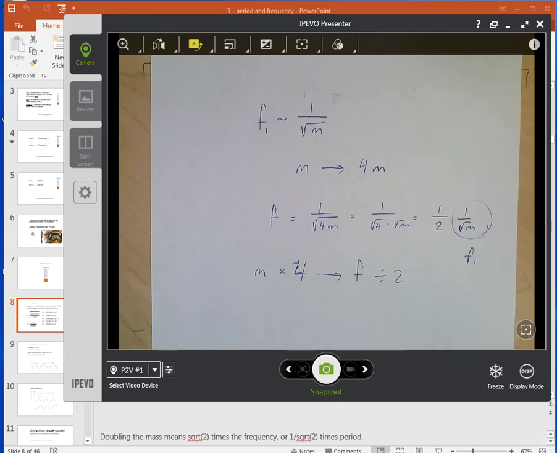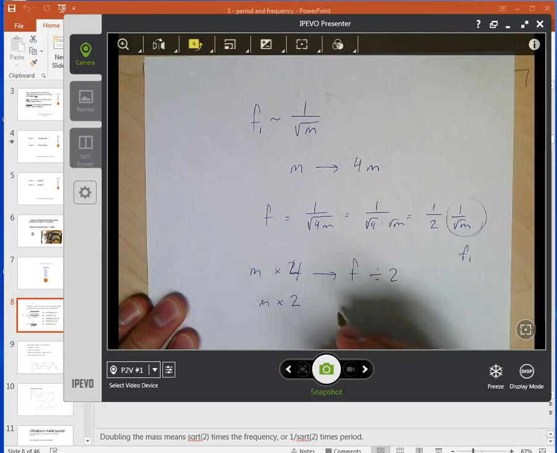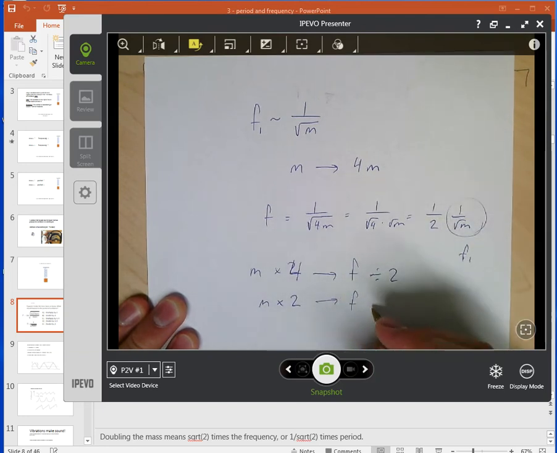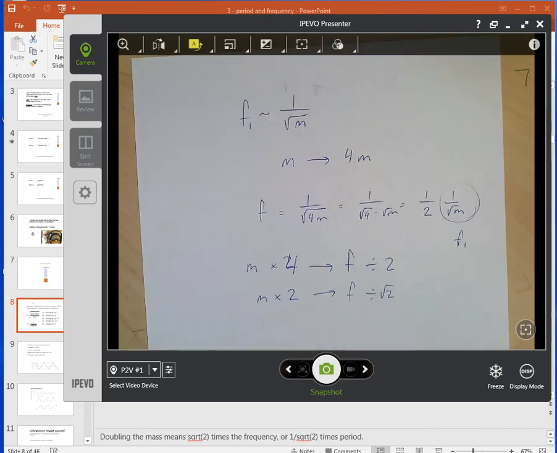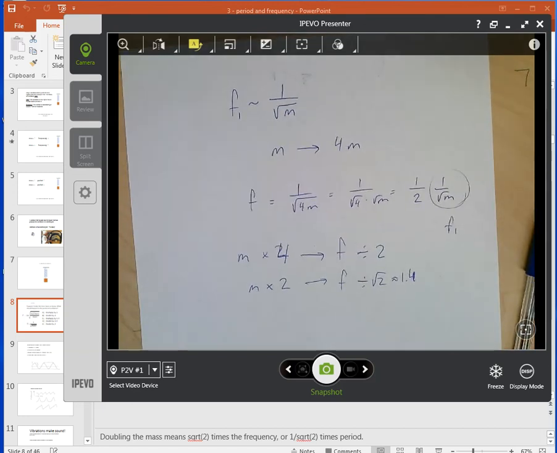I want you to start to think about this idea of scaling. For example, if the mass increases by a factor of 2, then we would have a square root of 2 down there. So that would mean that the frequency would divide by the square root of 2, and so on. The square root of 2 is approximately 1.4. You can put that in a calculator and you'll see that. So anyway, I think that's all you need for your homework.